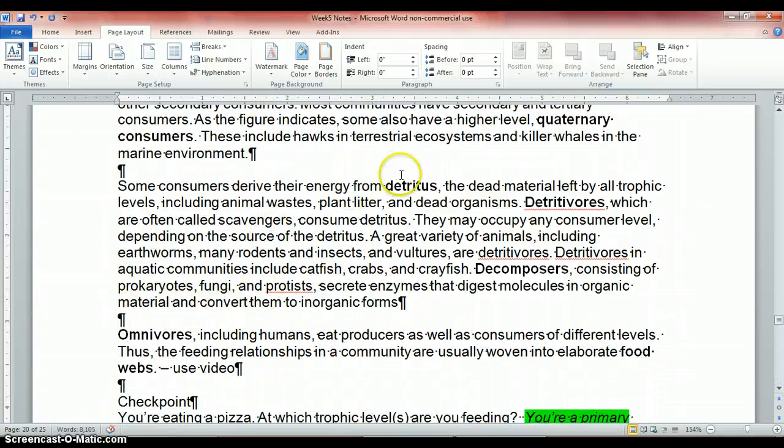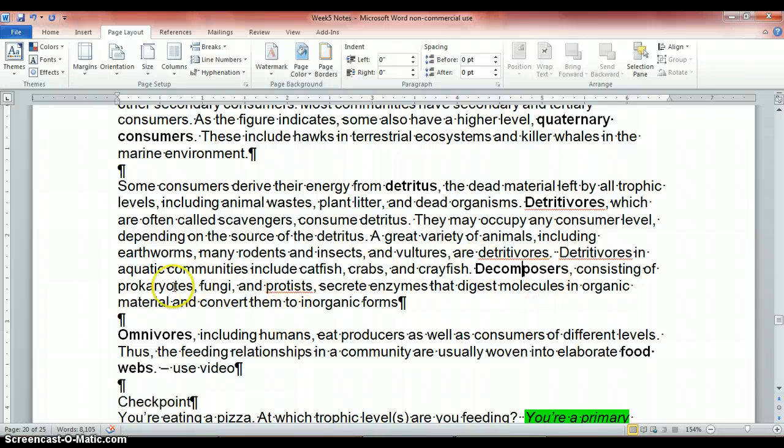Some consumers derive their energy from detritus. This is the dead material left over by all the trophic levels, so it would be animal waste, plant litter, dead organisms. These are called detritivores, which are often called scavengers, and they consume detritus. They may occupy any consumer level depending on the source of the detritus. I tend to put them off on the side so it loops out. A great variety of animals, including earthworms, many rodents, insects, and vultures, are detritivores. Detritivores in aquatic communities can be catfish, crabs, and crayfish.